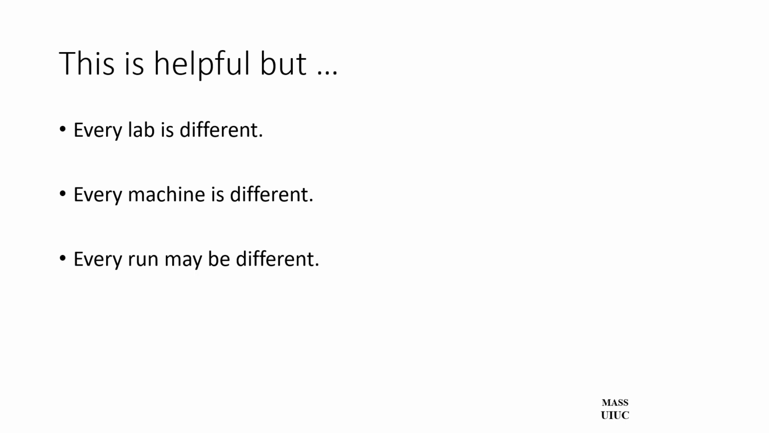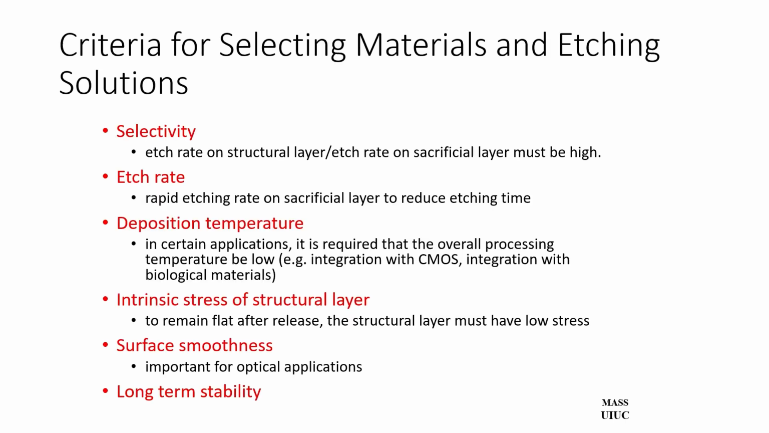However, you need to realize that this is not like a Bible, right? Because every lab is different. Every concoction of chemicals and materials is slightly different. Every machine is different, and every run may be different. And this is something that accounts for the variability of processing. A good designer of process and machinery needs to consider the variability.